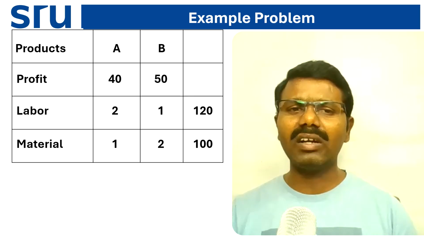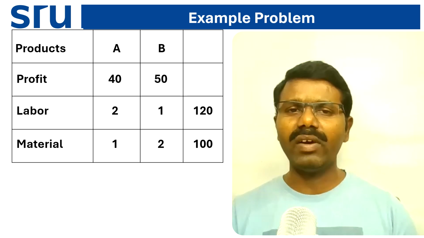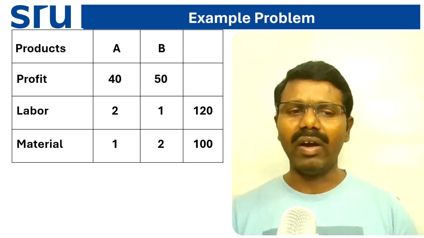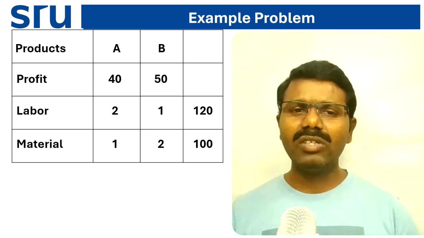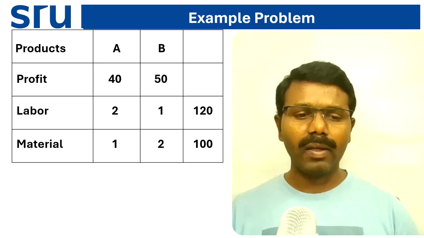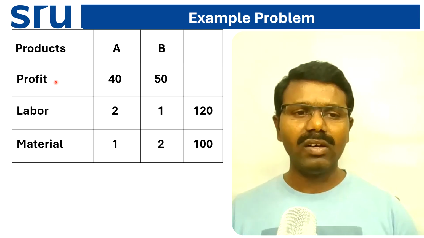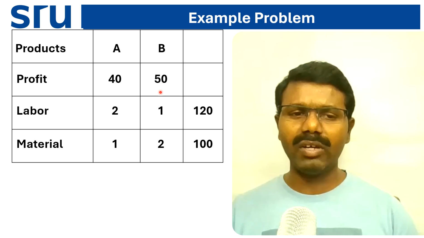So here let us try to understand. X is the number of products A to be manufactured and Y is the number of product B to be manufactured in order to get the maximum profit. So let us say X and Y. Now what is the total profit in that case? If you observe, we are getting 40 rupees from product A and 50 rupees from product B.